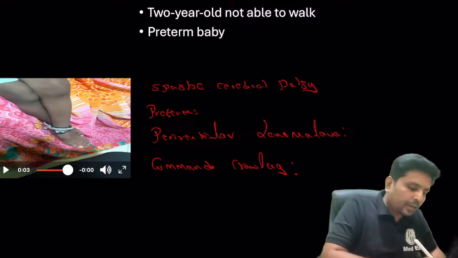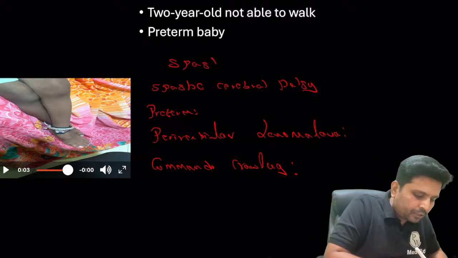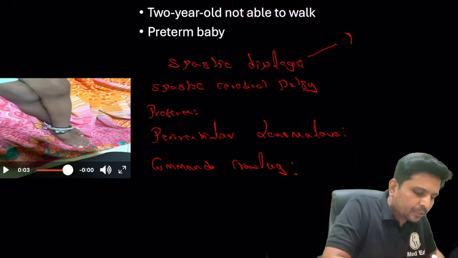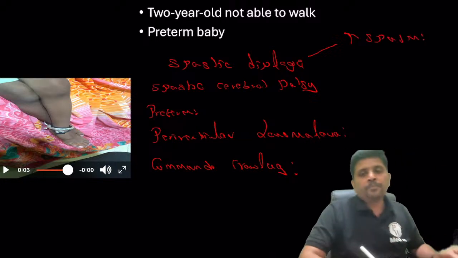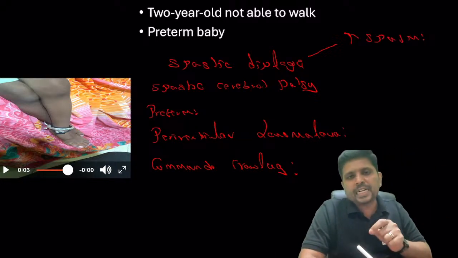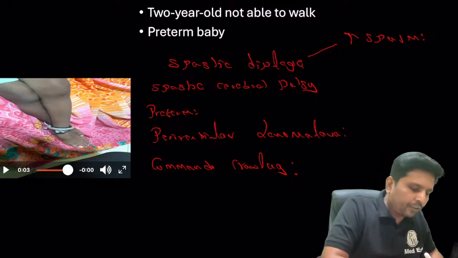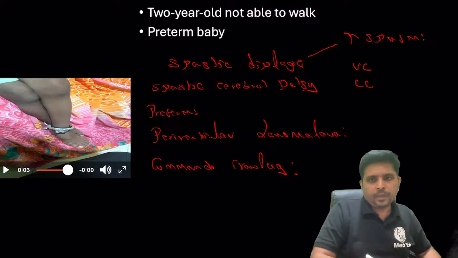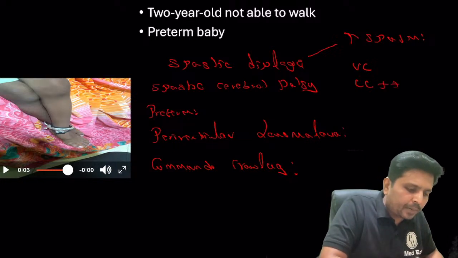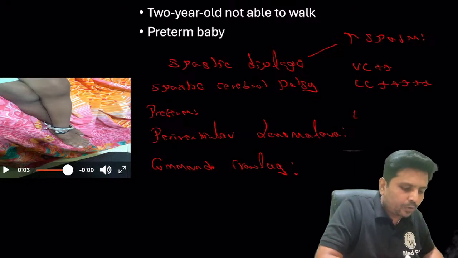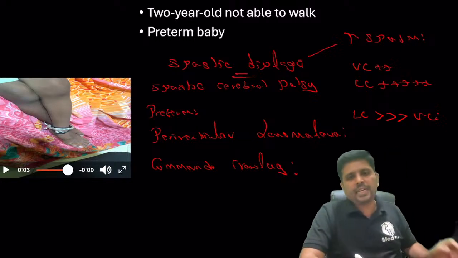So this is called spastic diplegia. What do you mean by spastic diplegia? You all know that cerebral palsy usually occurs in children with birth asphyxia. This spasm can involve both upper and lower limb. When you have preferential involvement of the lower limb, that is, lower limb spasticity is more compared to upper limb, this is called spastic diplegia.